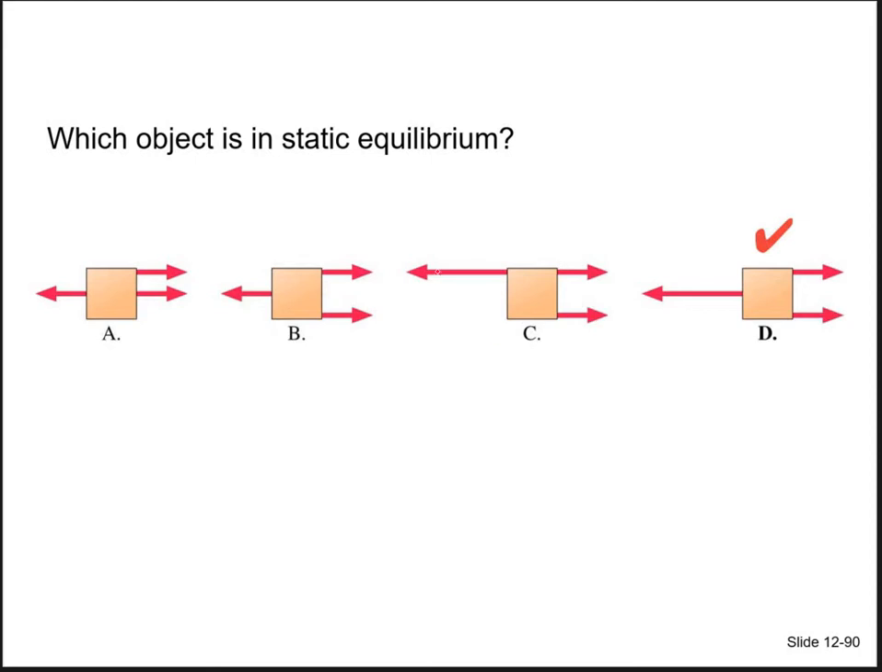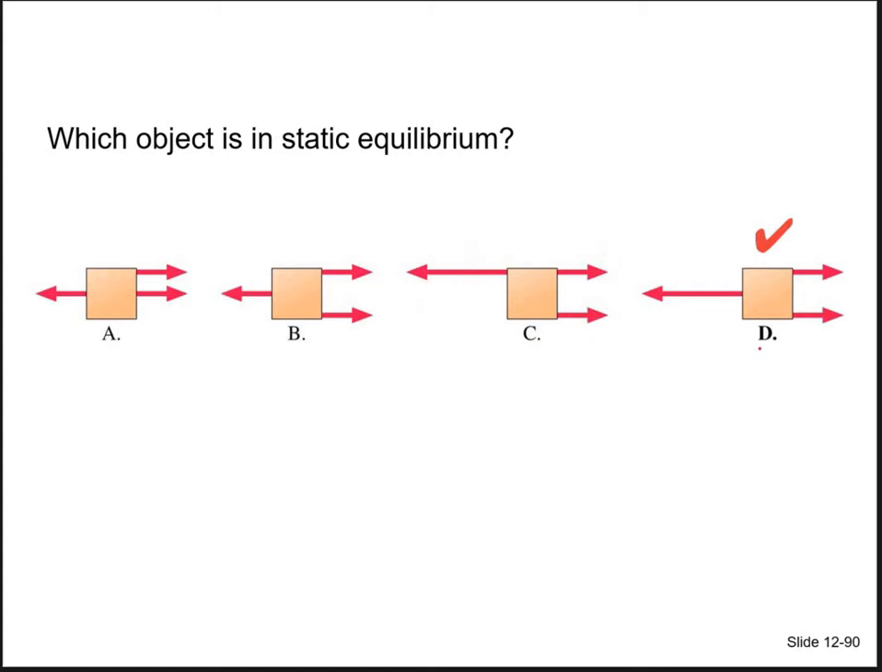This system is in translational equilibrium. The total force on the right is equal to the total force on the left. But you can see that there's a big torque acting on this system. These two add up to give you a force in this direction. This produces clockwise torque, and this also produces clockwise torque. So there's a big torque acting on this.